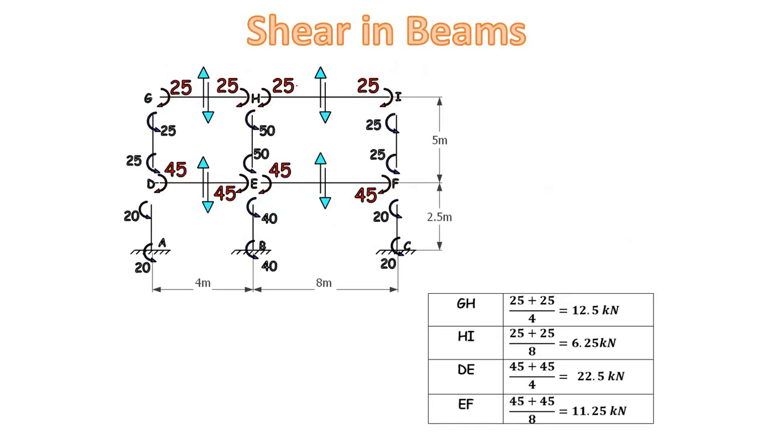Now, shear in the beams, how do we evaluate the shear in the beams? It's very simple, as you calculated for the column moments. So 25 plus 25 divided by 4, that is 12.5. So this is 12.5. Similarly, here 25 plus 25 divided by 8 is 6.25. So that is represented here. Then 45 plus 45 divided by 4, here it is 22.5. Here 45 plus 45 divided by 8 is nothing but 11.25. So this is how we evaluate the shear in the beams.